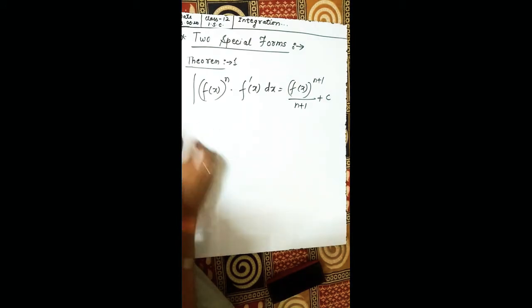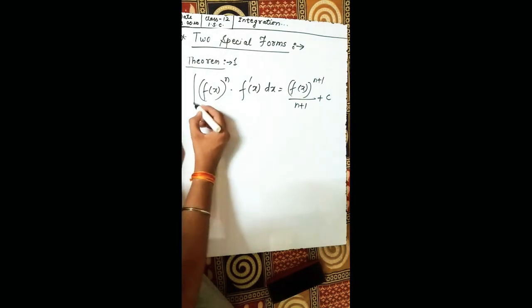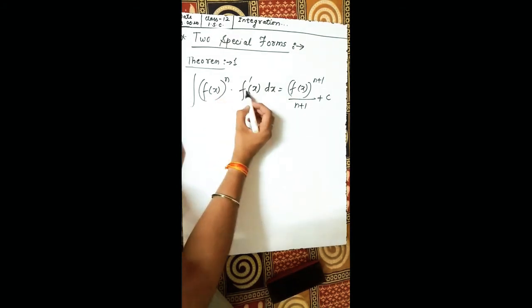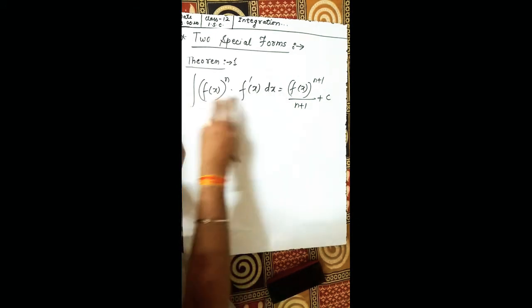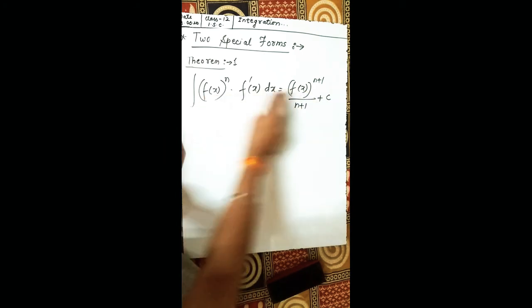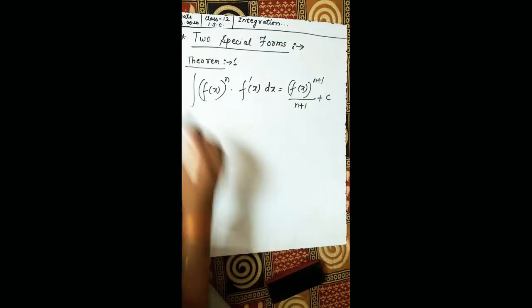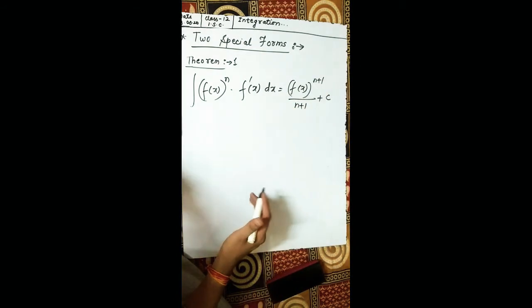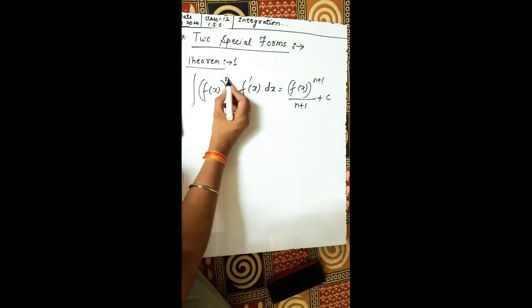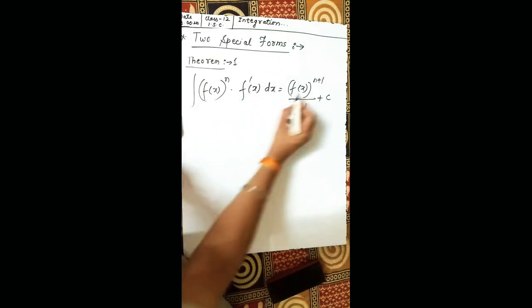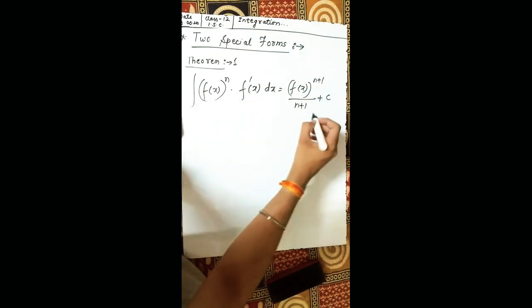Theorem 1 says that if you have an integration wherein you have f(x) to the power n into its derivative f dash x dx, then you can directly write the integral as f(x) to the power n plus 1 upon n plus 1 plus c. This is the first theorem. What you have to understand is that if you have f(x) to the power n along with its derivative, then directly f(x) to the power n plus 1 upon n plus 1.